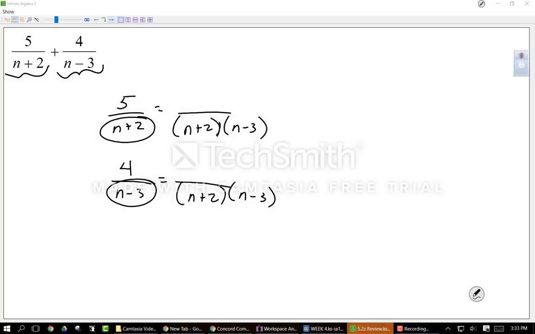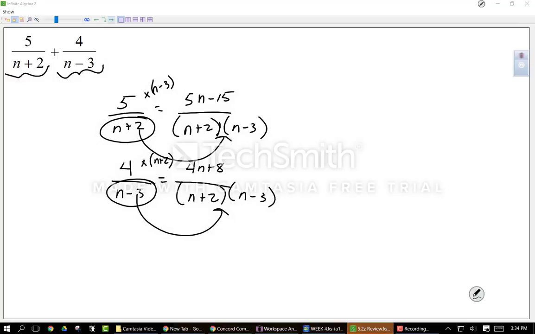So how did I go from n plus 2 to my new denominator? I multiplied by n minus 3. And I distribute, so that's 5n minus 15. How did I go from n minus 3 to my new denominator? I multiplied by n plus 2. So when I distribute, I get 4n plus 8.